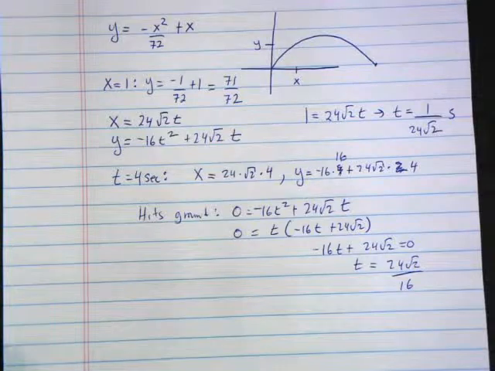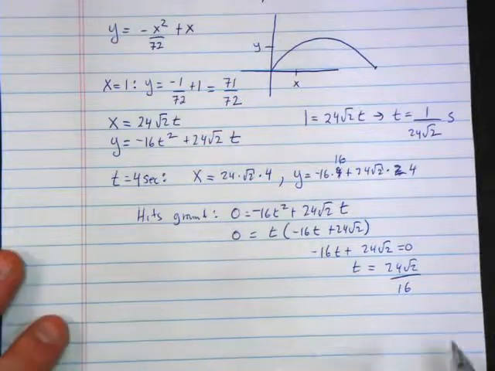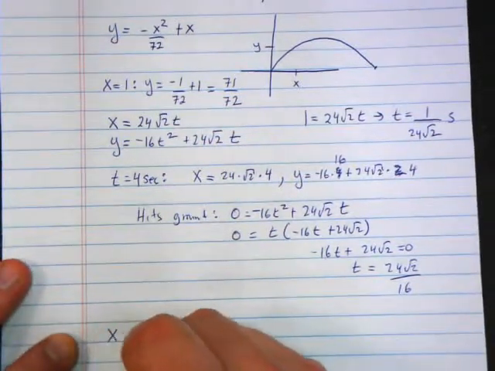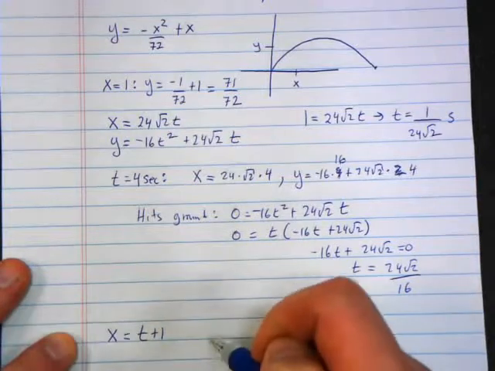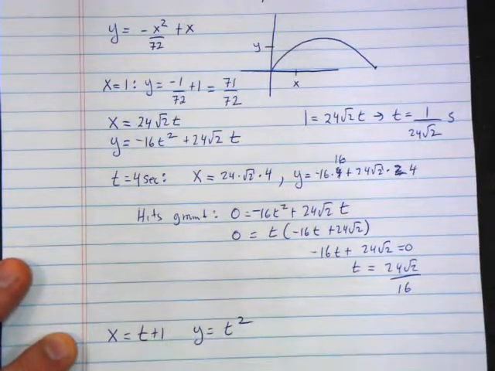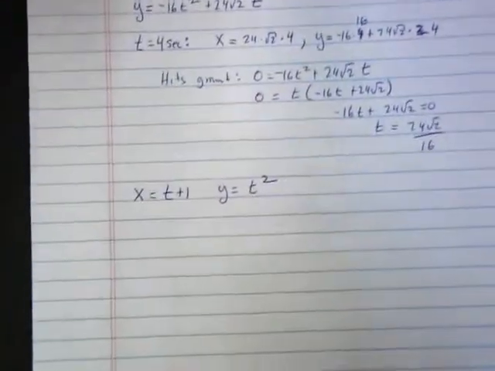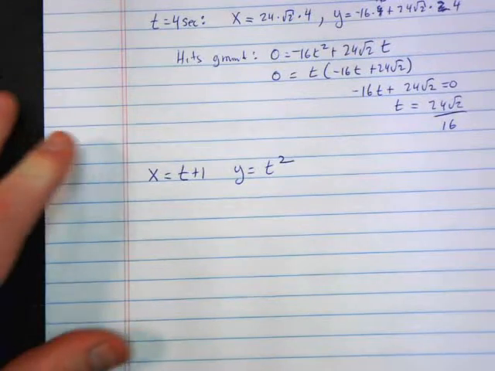All right, so what we're going to do in this section is I'm going to give you some parametric equations, and I'm basically going to want you to do two things with them. I might give you x equals t plus 1 and y equals t squared. First thing I want you to do is draw a graph and see what that looks like.